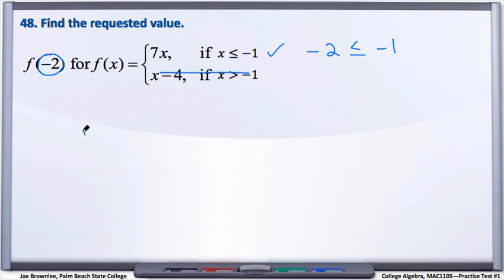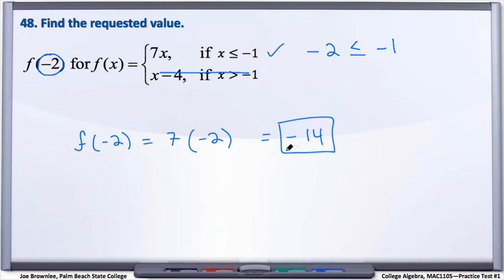All right, so we want to find f of negative 2, and that will be 7 times negative 2. Well, what is 7 times negative 2? Well, that's just simply negative 14, isn't it? And so we have found the requested value, negative 14, based on our piecewise function. So we found f of negative 2 because negative 2 is less than or equal to negative 1. This is the piece of the function we are using to find the requested value.